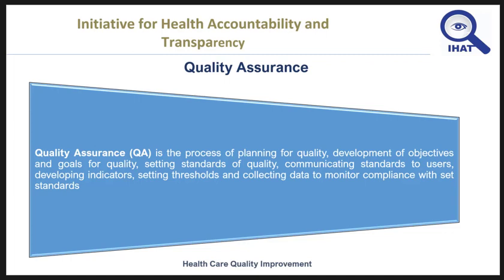Quality improvement is very vital in the quality delivery of services, but there's also quality assurance, and they are not the same. Quality assurance is very much different from quality improvement in as much as people interchangeably use the words. Quality assurance is the process of planning for quality, development of objectives and goals for quality, setting standards of quality, communicating these standards to the users, as well as developing indicators, setting thresholds, and collecting data to monitor compliance with these set established standards.